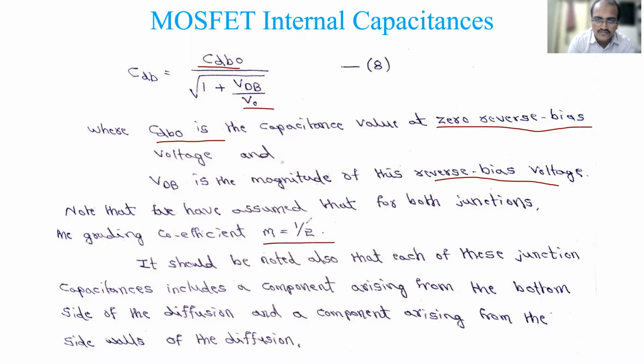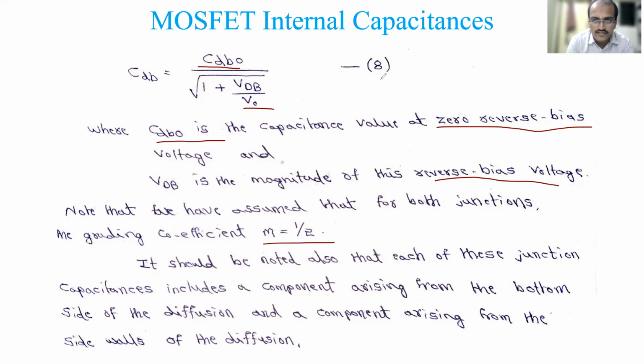In case the grading coefficient is 1/3, it will become a cube root. If it is 1/4, then it is a fourth root, right? So like that it will change the scenario. And it should be noted also that each of these junction capacitances includes a component arising from the bottom side of the diffusion, and a component arising from the side walls of the diffusion.